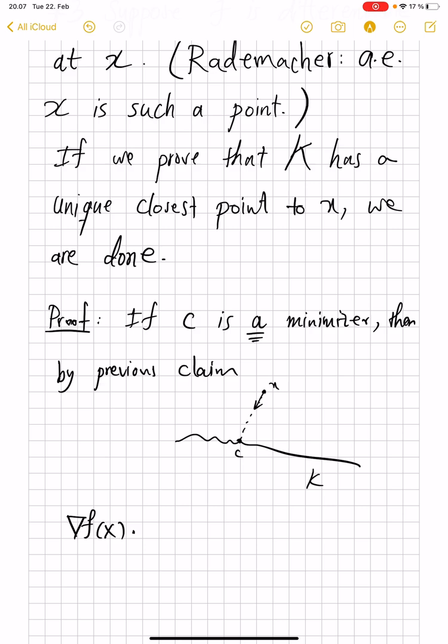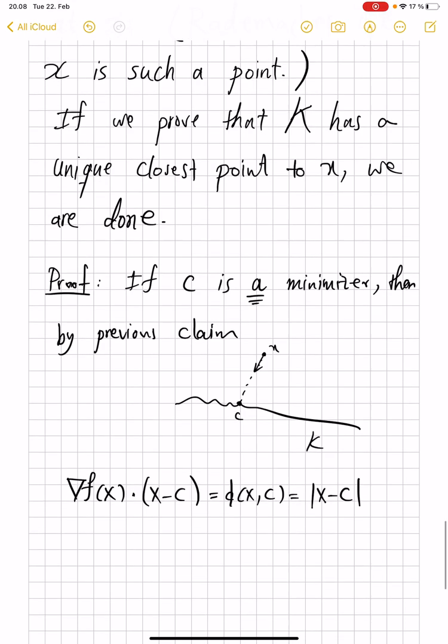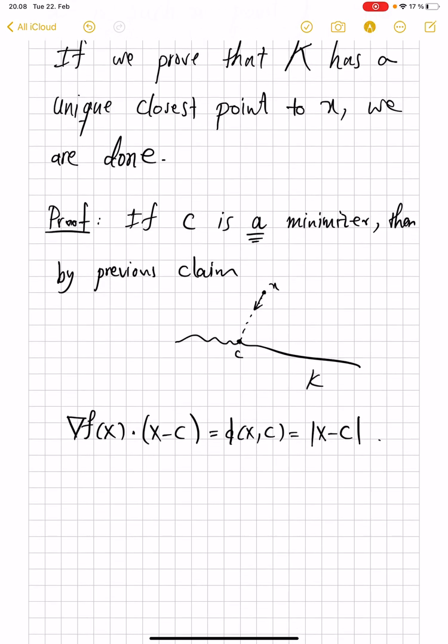So if I multiply this by x minus c, I'm computing the directional derivative in that direction, this vector. From knowing the exact values of f along this line, which depend just linearly on that, we see that it's the distance between x and c. Or just because we are in Euclidean space, this is this. Okay, assuming that c is a minimizer, then we have this.